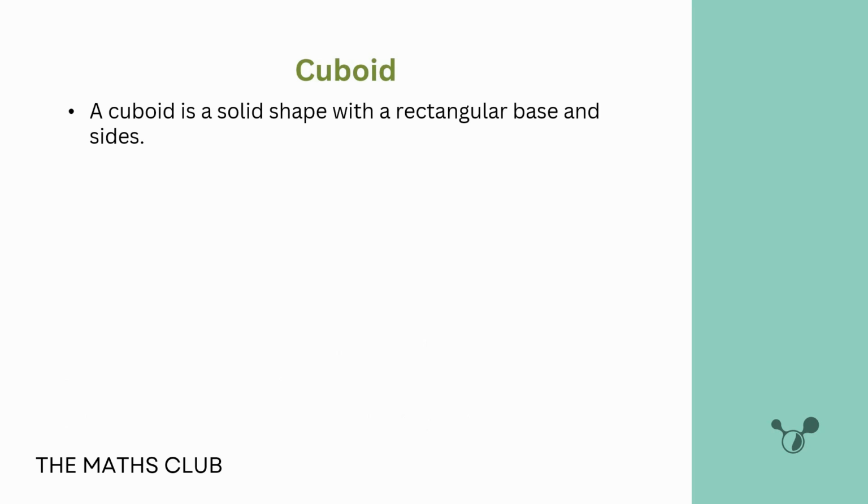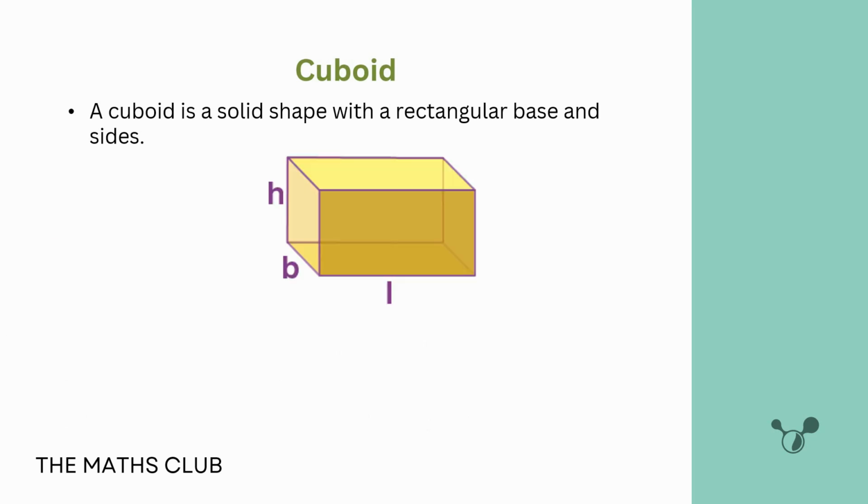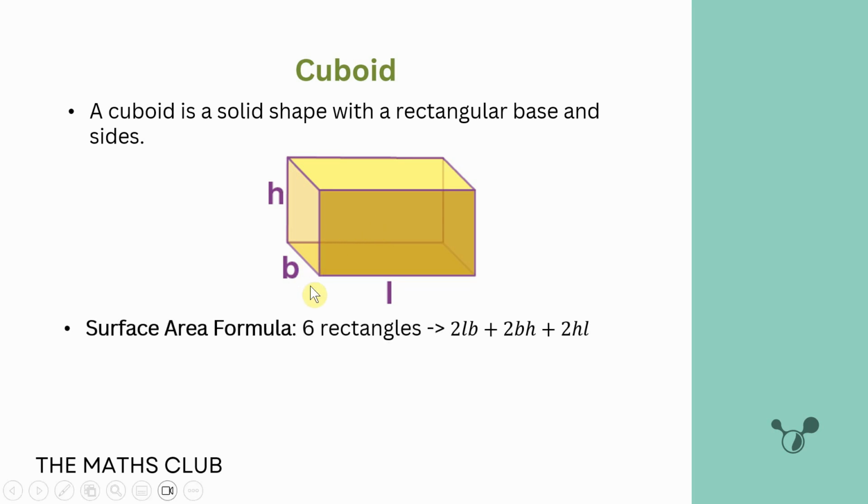A cuboid is a shape with a rectangular base and sides. So unlike a cube, which has a square base, this one has a rectangular base. We can see the rectangular base here, we can see the length, and we can see the breadth. If you were to find the surface area of this shape, you have to take note of the front, the back, the left, the right, the top, and the bottom.